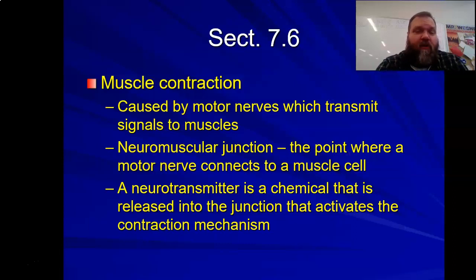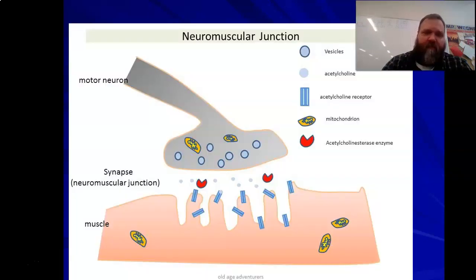All right, muscle contraction is caused by motor nerves, which transmit signals to muscles. Neuromuscular junction, that's a place where a motor nerve connects to a muscle cell. A neurotransmitter is a chemical that's released into the junction that activates the contraction mechanism. So I release that neurochemical, and it activates the thing saying you need to contract. This is kind of how it works. Here's my motor neuron. The synapse is a place between.